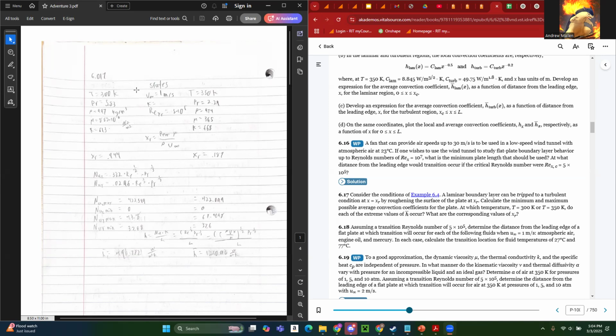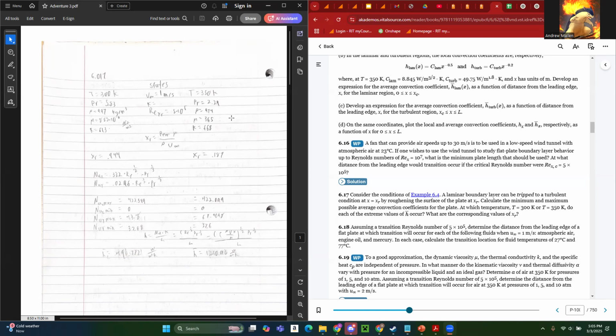Density at 300 Kelvin is 997 kilograms per meter cubed. The dynamic viscosity is 885 times 10 to the negative 6 Newton seconds per meter squared. And the conduction coefficient is 0.613 watts per meter Kelvin. And at 350, once again, we're looking at a Prandtl number of 2.29, density of 974, mu of 365 times 10 to the negative 6, and a k of 0.668.